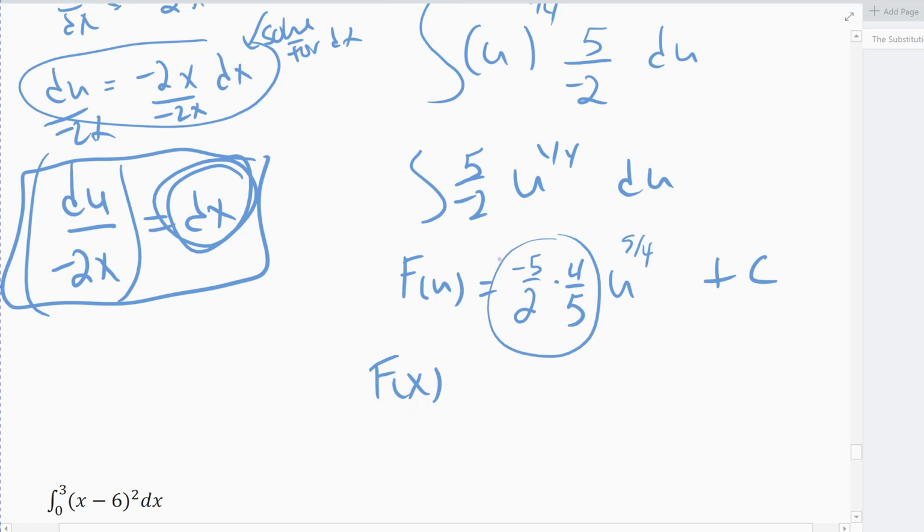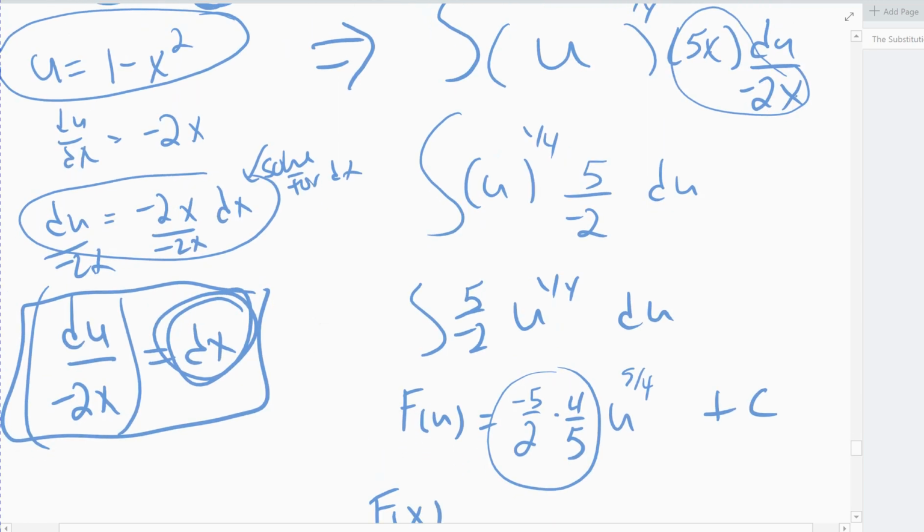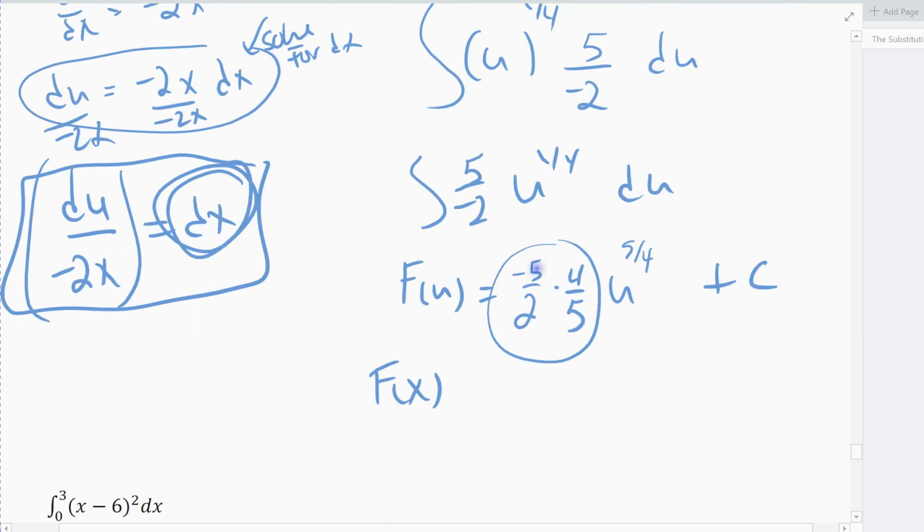This actually simplifies nice. Even though I started out with ugly fractions, it actually simplifies nice, and I'm remembering what u is. Alright, first of all, the 5 reduces with the 5. Leaves me with negative 1, right? I got negative on the 5. The 2 reduces into the 4, leaves me with 2, so I'm left with a negative 2. So I get negative 2 out front.